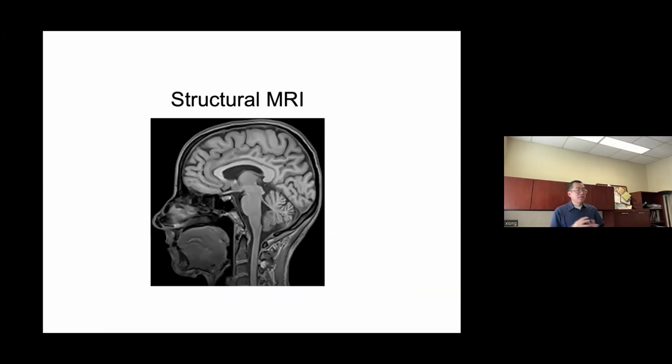Okay. So the first one I'm going to talk about is structural MRI. As you can see here, this is a typical adult's brain. You can see a nice T1-weighted image here with gray matter and white matter, and ventricles here, and brainstem here, and the cerebellum, cortical region.